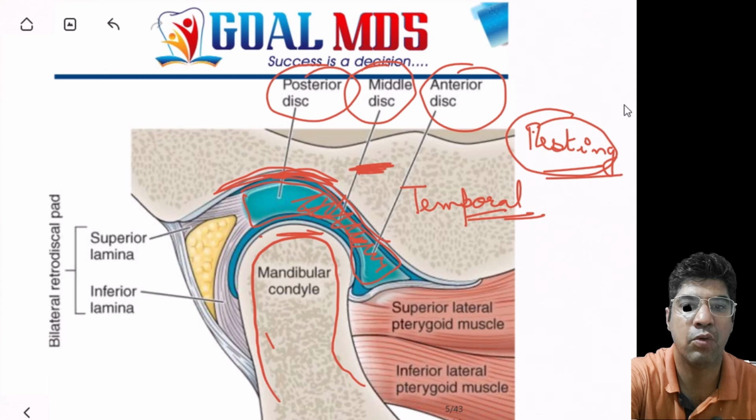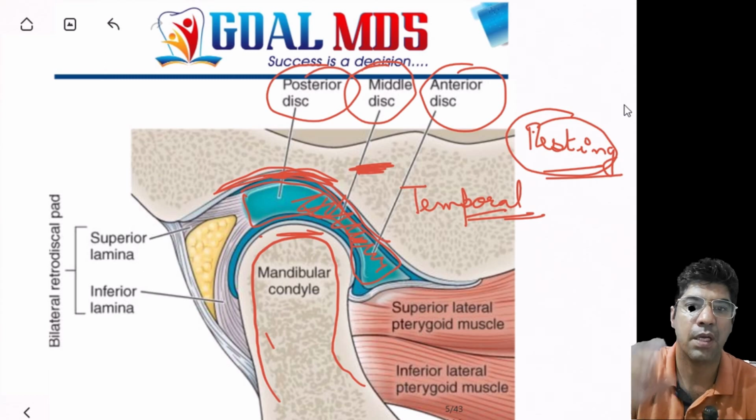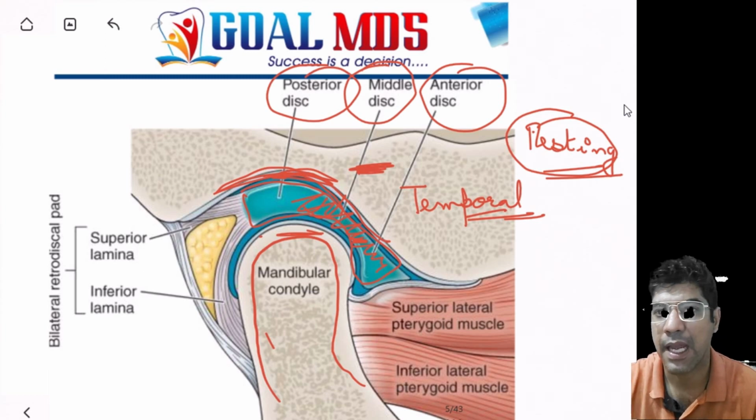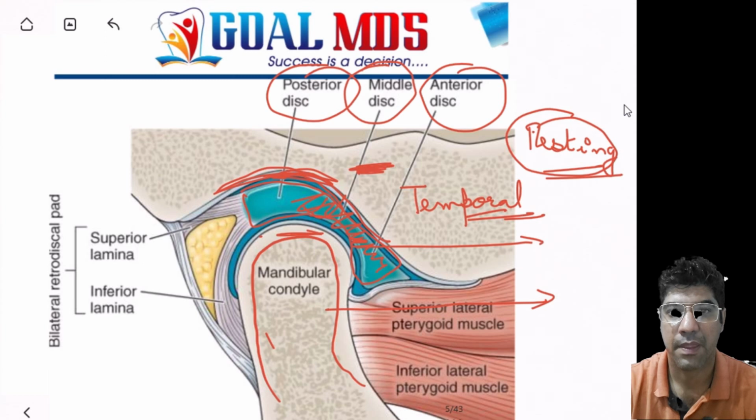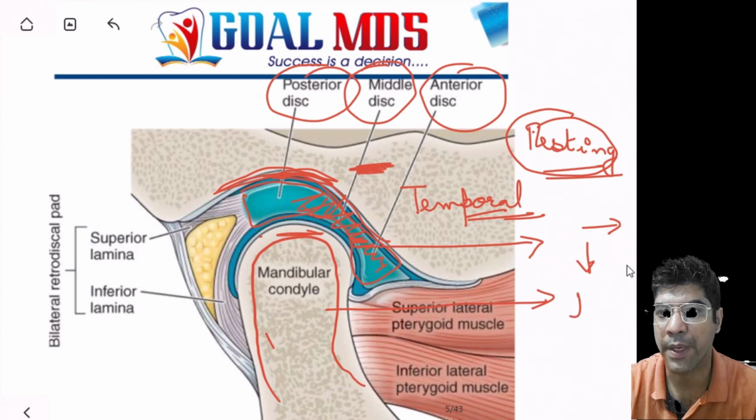So when you start to open your mouth, the mandibular condyle and the articular disc move forward and slightly downward together within the mandibular fossa. So that allows the jaw to hang open.